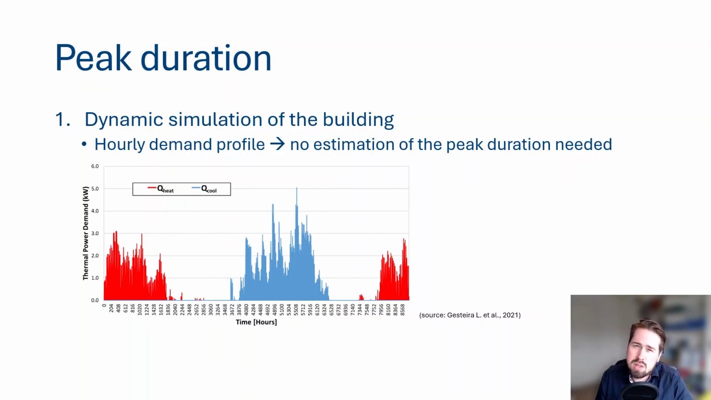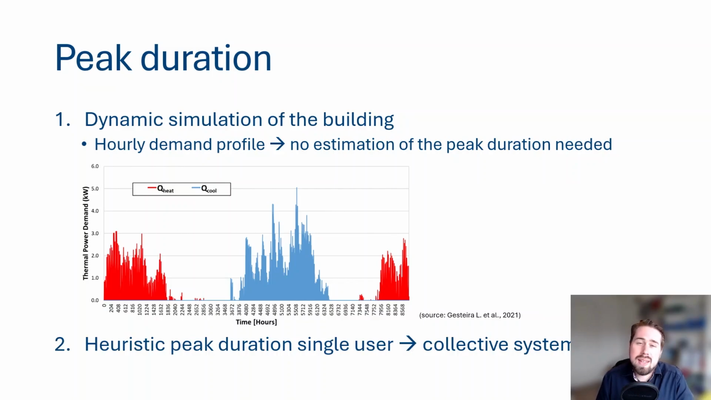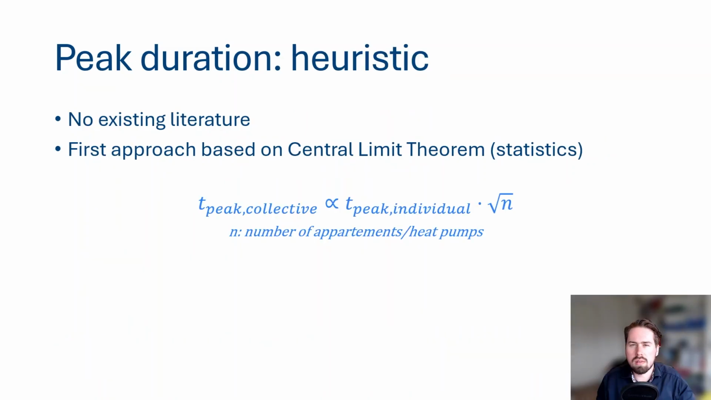Now, a second option, for example in feasibility studies, is to use a heuristic, an estimation, let's say even a correlation, to convert the peak duration of a single user towards the peak duration of the collective system. Now, the problem with this heuristic approach is that there is no real literature about it. Regarding the simultaneity factor, there is quite a lot of literature because it has been used in the past, but related to the peak duration, which is really typical to geothermal borefield design, there is no real literature.